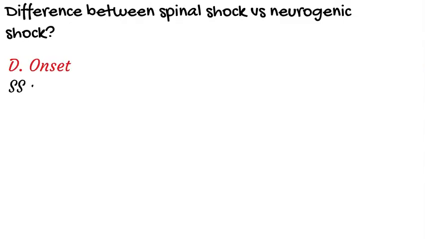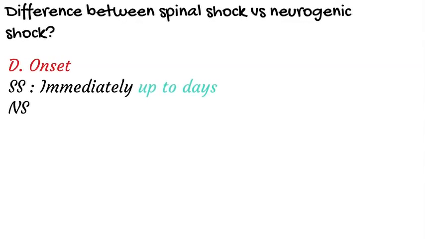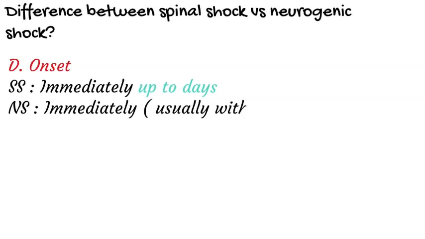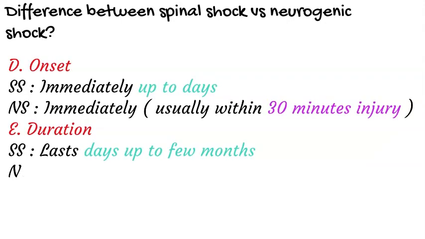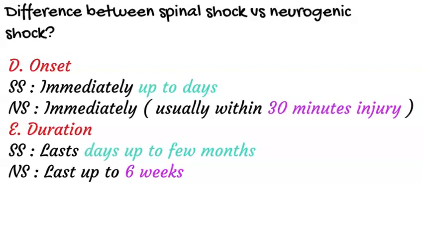D. The onset. Spinal shock usually occurs immediately and sometimes up to days. But for neurogenic shock, it usually occurs within the first 30 minutes. And the duration of spinal shock usually lasts days up to a few months. But neurogenic shock usually lasts up to 6 weeks.